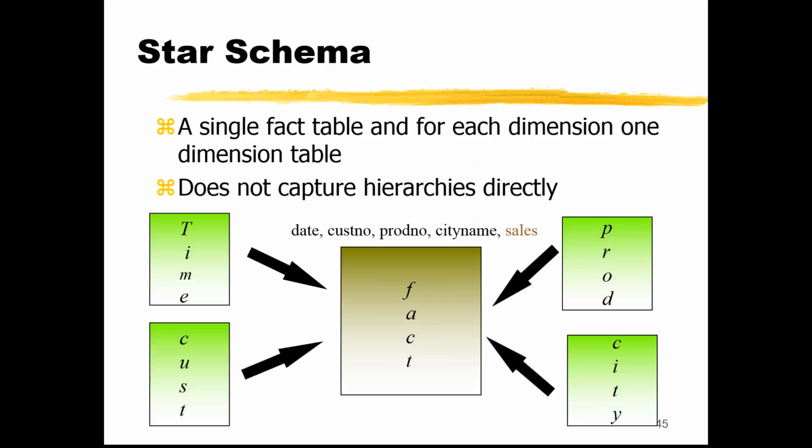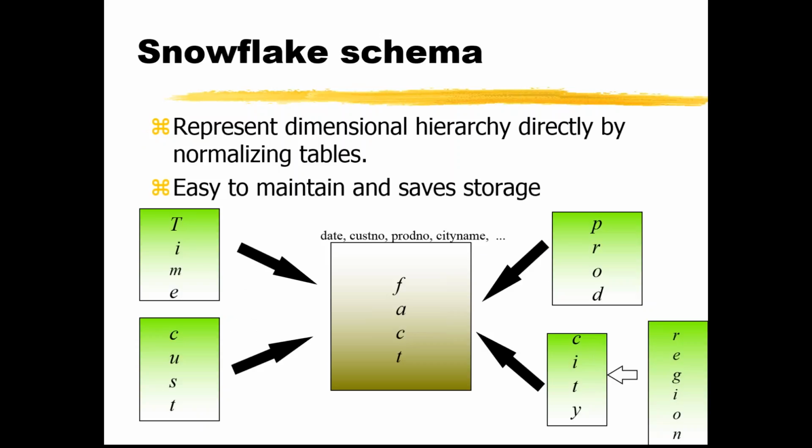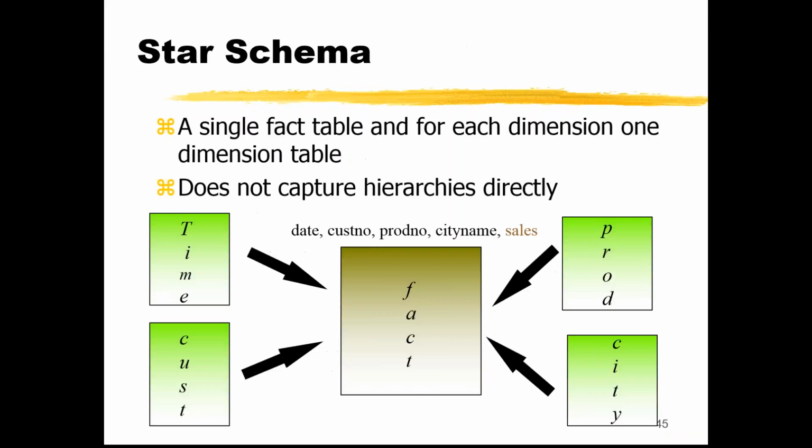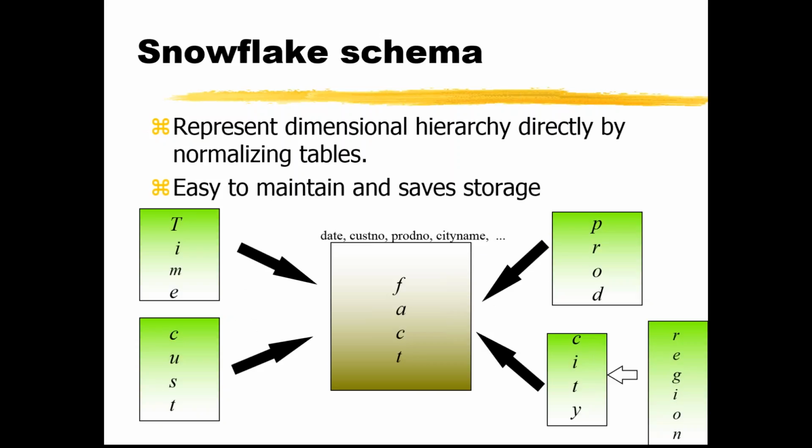Yes. See here, a single fact table, and for each dimension, one dimension table. So this is the fact, product, city, customer, and time. Now this is the star schema. The snowflake schema is, okay, city. The city is again further divided into regions, so further normalized. In the star schema, city and region are stored in the same table, so we are not going to have a larger number of tables. But when it comes to snowflake schema, we separate region information into a different table.